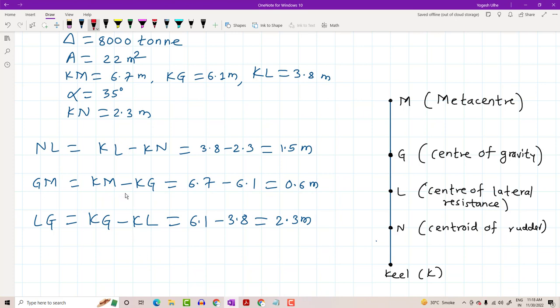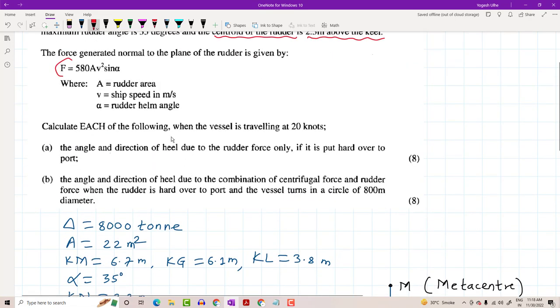Now, guys, after this discussion, what are we going to do? We are going to write down the remaining given things. They have given us what? A force generated normal to the plane.